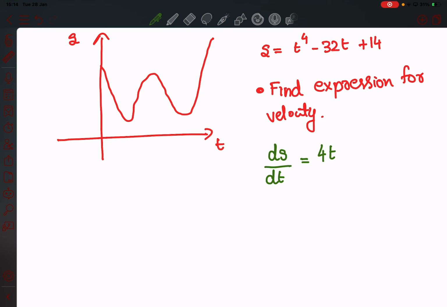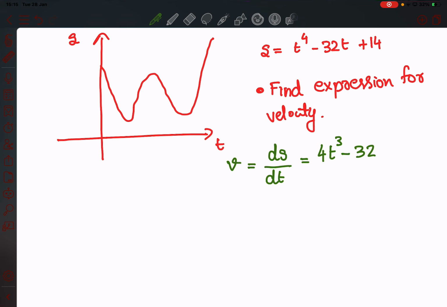4t cubed, brilliant. Sazul, what does minus 32t differentiate to? Minus 32. Said, what should I do with the 14? You don't do anything. The differential of any constant term would be 0. So I can say the expression for velocity is 4t cubed minus 32.